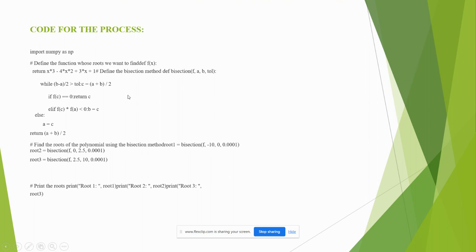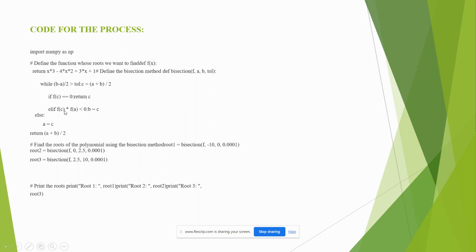So this is a simple Python code. We will import numpy as np from the Python library. Given x cube minus 4x squared plus 3x plus 1 as a characteristic equation, we will find out the midpoint, and if the midpoint is greater than 0, we will proceed further. If it's 0, then we have directly found the root of the equation, but it's not so in every case. So we have to take other cases also, like elif f of c; if it's not satisfying this, then we have to go to the elif.